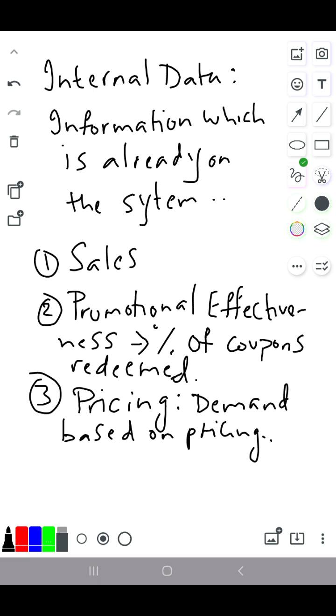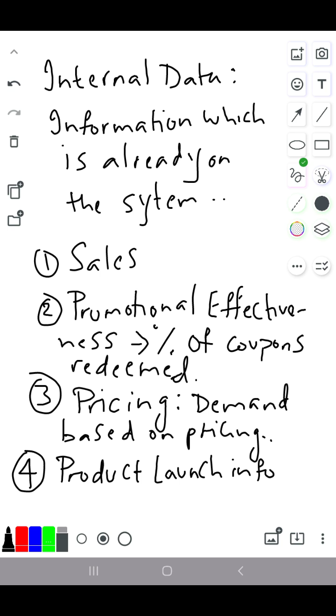Now, apart from pricing, you also have product launch information. So what exactly is product launch information? When we talk about product launch information, we're talking about information relevant to the product that you may have launched recently. Apart from product launch information, you also have logistical information as well as research and development. So this is R&D.